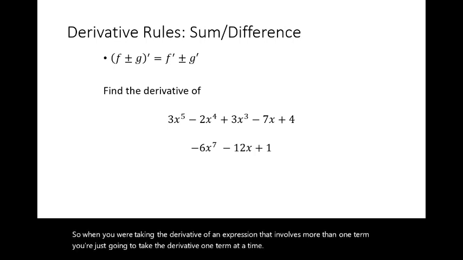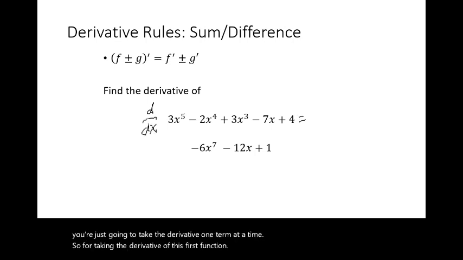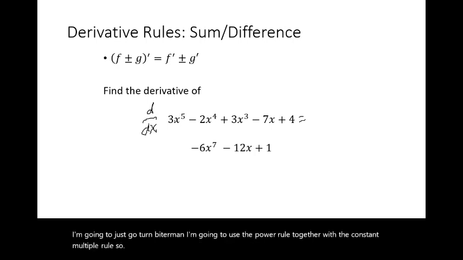So if we're taking the derivative of this first function, I'm going to just go term by term, and I'm going to use the power rule together with the constant multiple rule. So for this 3 is a constant multiple, so I'm just going to leave it alone. Then I'm going to use the power rule for the x to the 5th. So I'm going to move down the power and decrease the power by 1. Gives me x to the 4th.